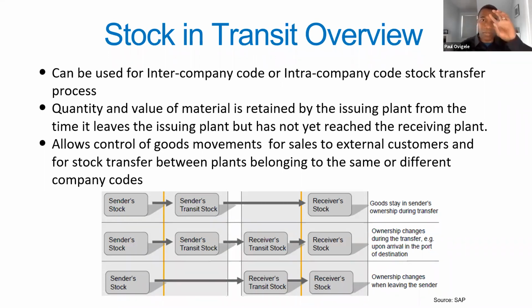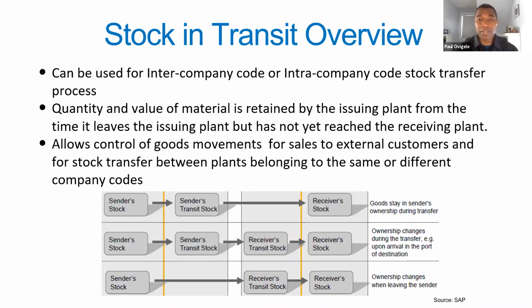It's not always the case, particularly if the distance between both entities is close. But if there's a significant distance, there's always an issue with stock in transit, both from the logistics side and also the accounting side, because there's accounting standards around this, right? So this functionality allows the control of goods movements, not just for inter and intracompany, even for sales to external customers, as I'll show later, even for purchases from vendors, right?